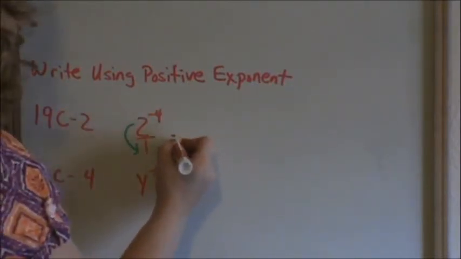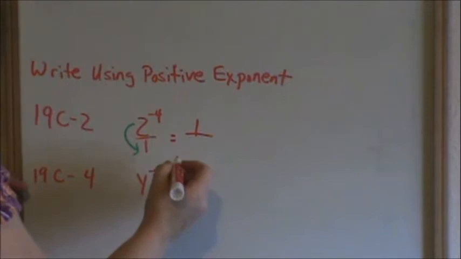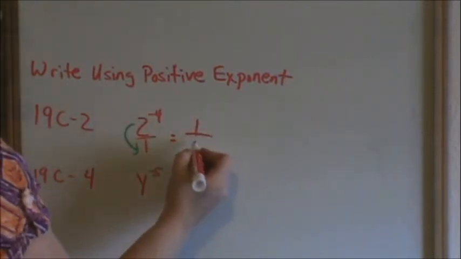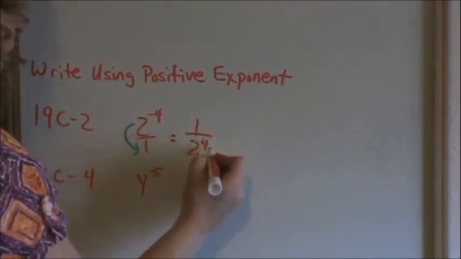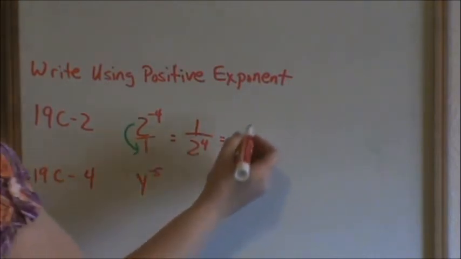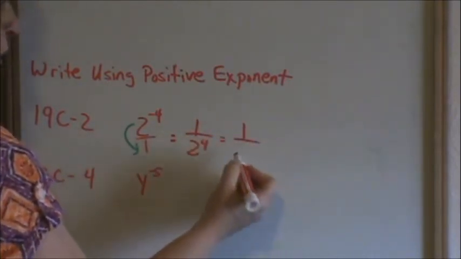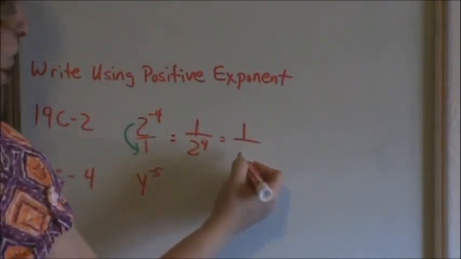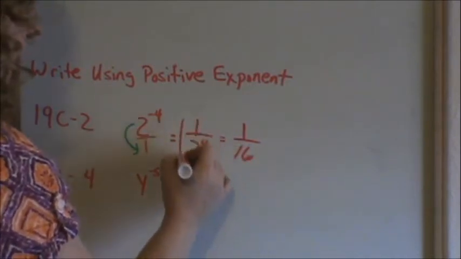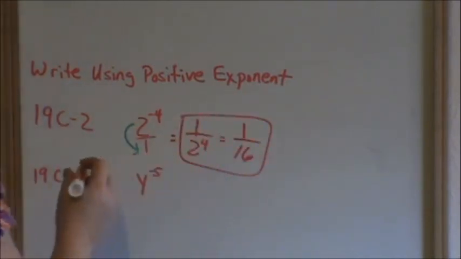So this now becomes, your numerator becomes a 1, not a 0. It becomes 1 over 2 to the 4th. If you want to multiply that out, 2 times 2 is 4, times 2 is 8, times 2 is 16, so it becomes 1 over 16. Either of these answers is acceptable.